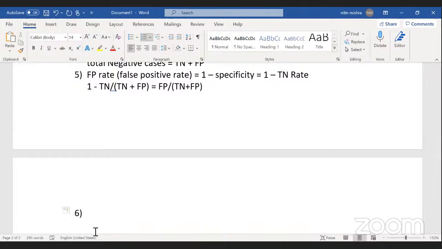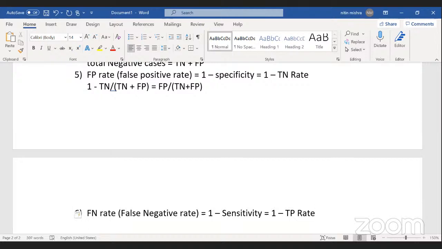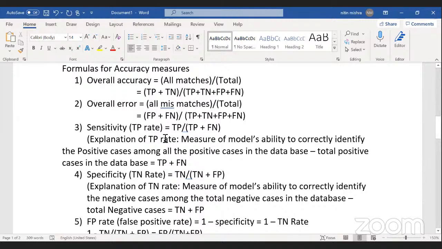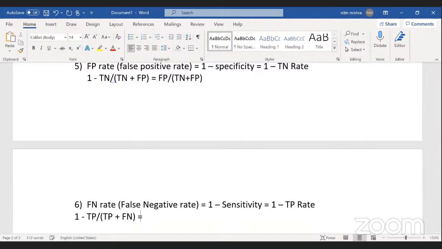Now, similar to that, we also have what is known as the FN rate, which is 1 minus sensitivity, which is 1 minus TPR. So that is, let me just copy the formula for it. All right. So this is what it is.